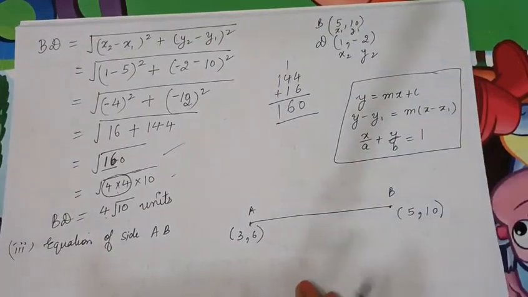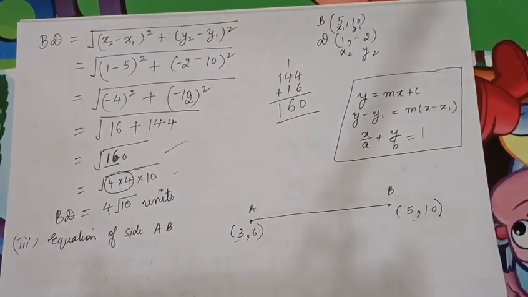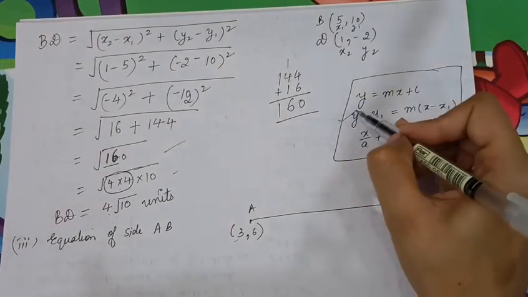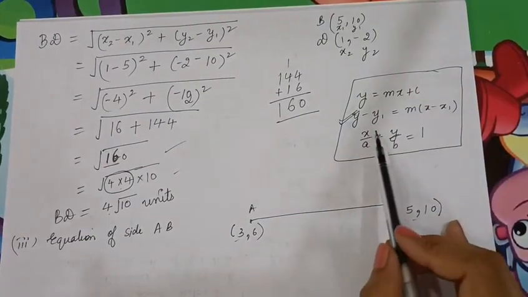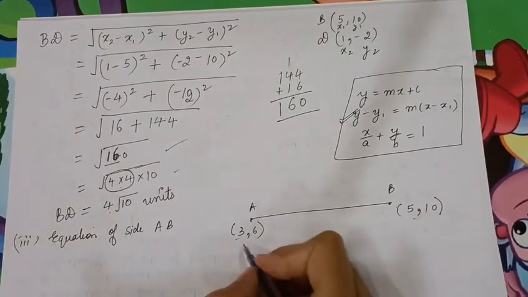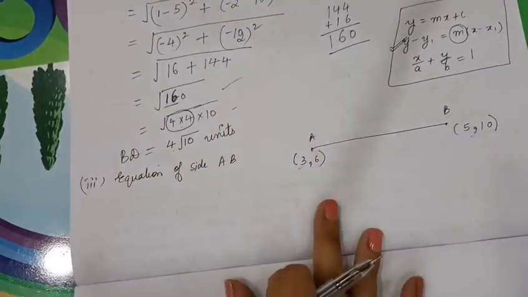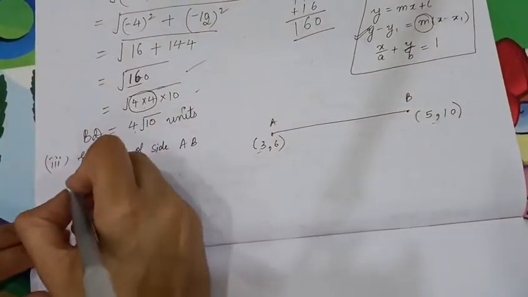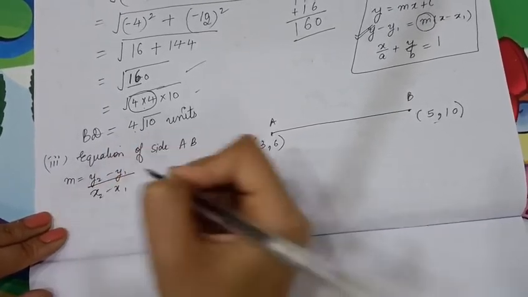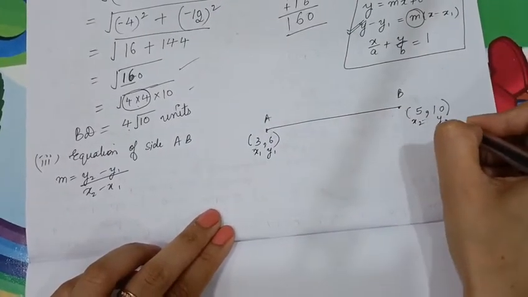Again you can see we have to find the equation of this line. What we know here are the coordinates. So if we know the coordinates, which form do we always use? Second form. y minus y1 is equal to m into x minus x1. For this form we need the slope. So let's find the slope first of all. The slope's formula, m is equal to y2 minus y1 upon x2 minus x1. So here I'll write x1, y1, x2, y2.